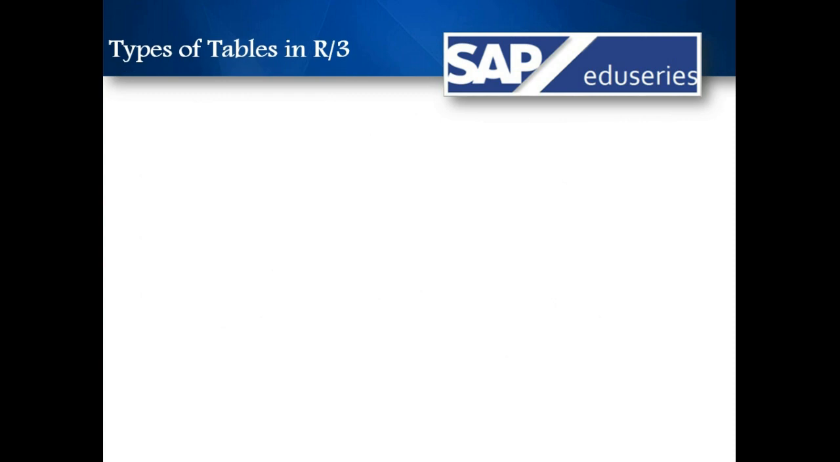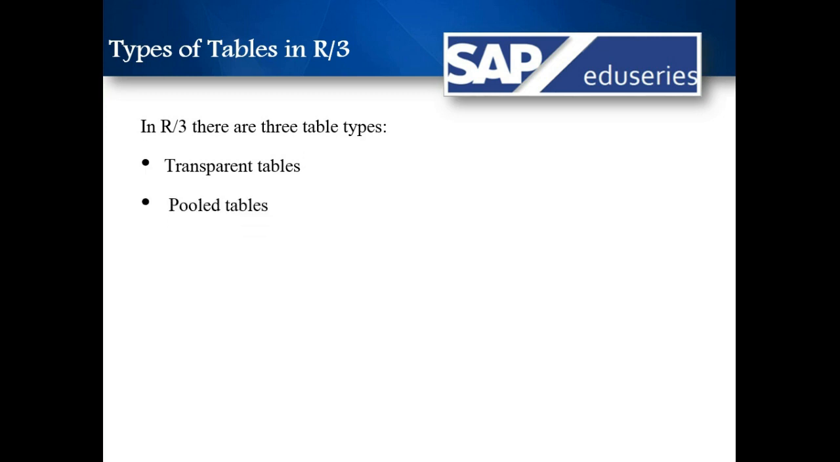Types of tables in R3. In R3 there are three types of tables. Transparent tables, pool tables, cluster tables, internal table.